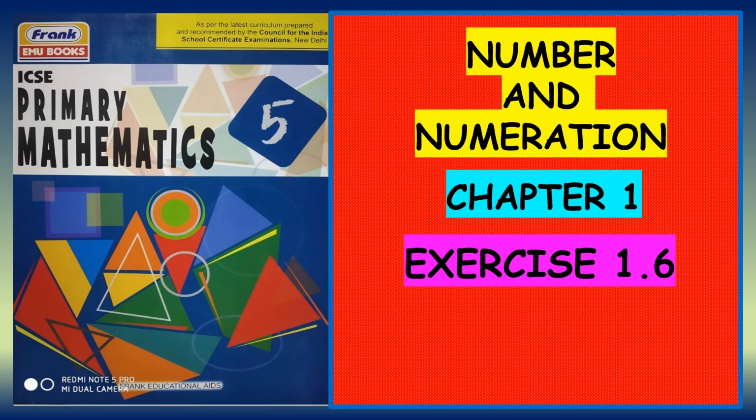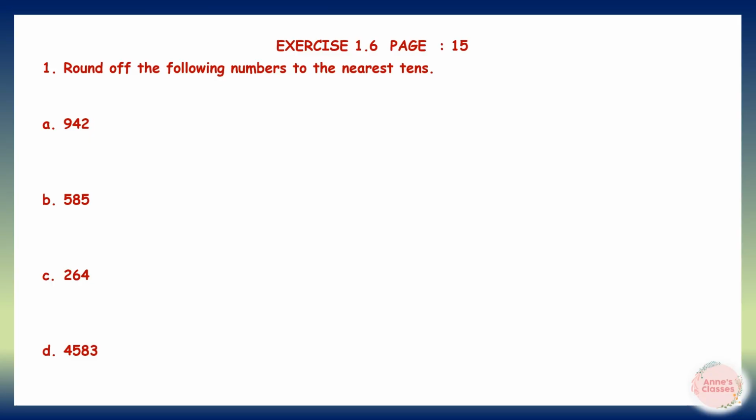Let's do number and numeration, chapter 1, exercise 1.6, page number 15. You're doing rounding off the numbers to the nearest tens, question 1. Now children, I have added a link to a video which is going to tell you what rounding off is and what the rules to be followed are. So before you start this exercise, go through that video, understand what rounding off is, and then it'll be easy for you to work out this exercise. So let's begin this exercise.